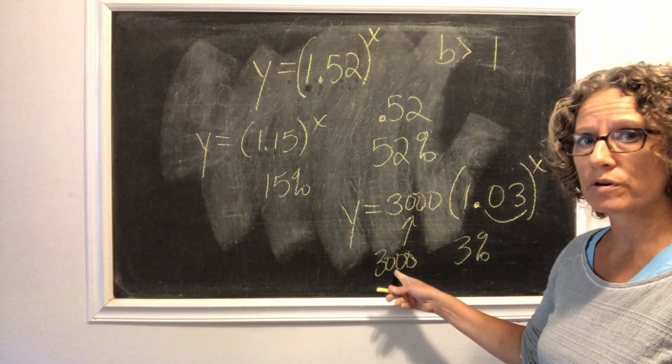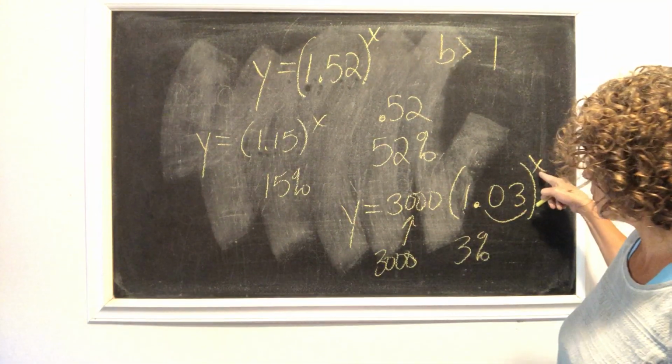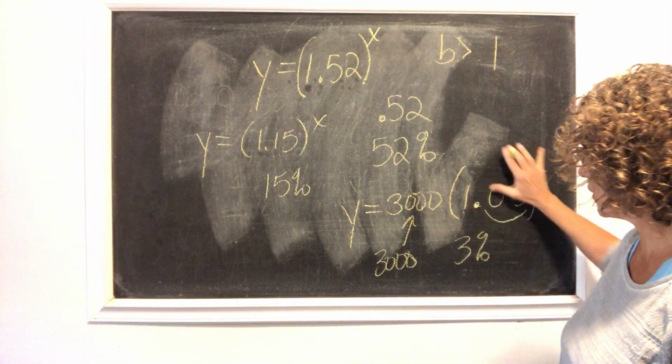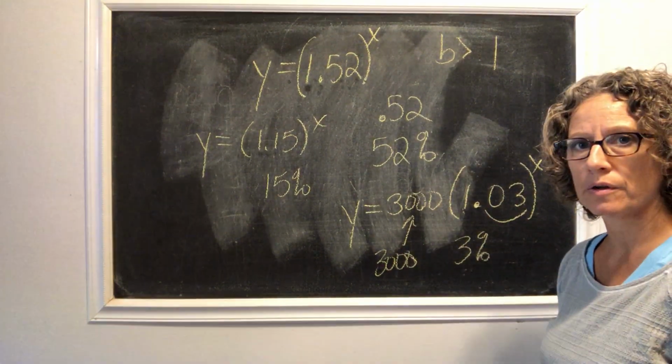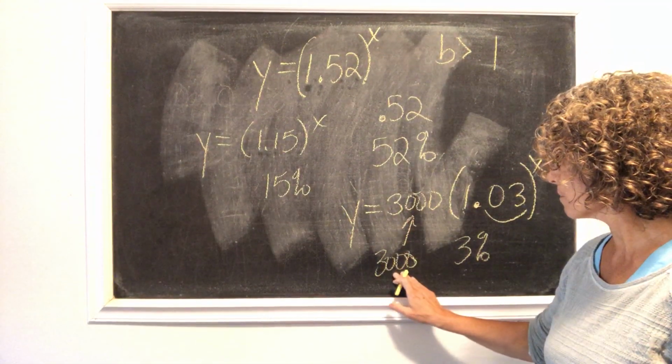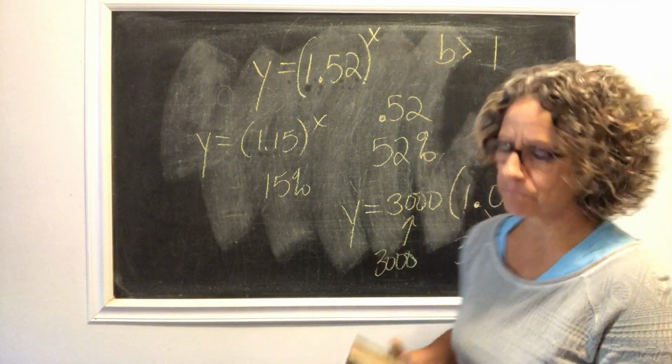This again corresponds to the y-intercept of my function. Where x is 0, this whole thing will equal 1, and 1 times 3,000 would be 3,000. So y-intercept 3,000, growth percent 3%.